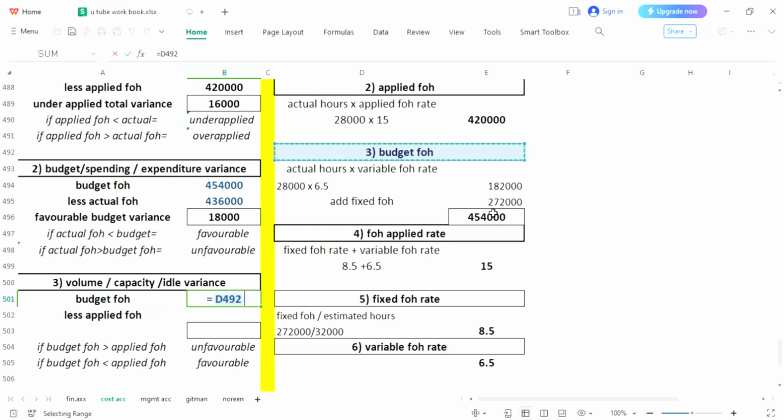We have calculated the amount, 4,54,000, put over here. Then you need to write applied FH, and applied FH was calculated over here. The amount was 4,20,000, put over here.